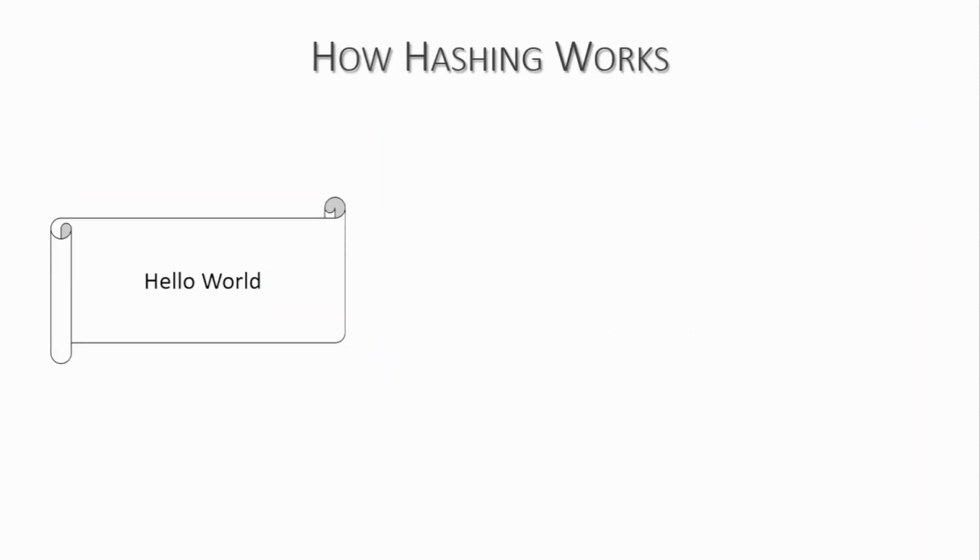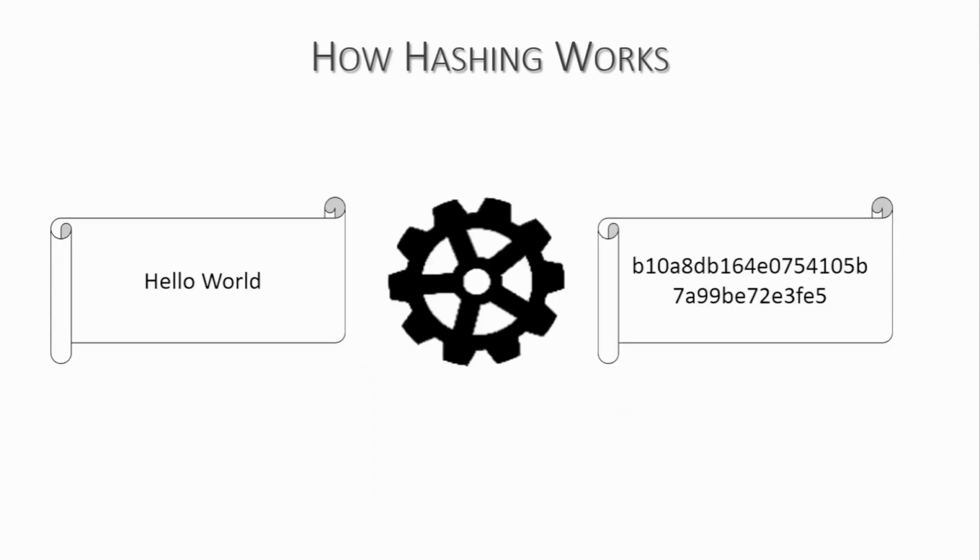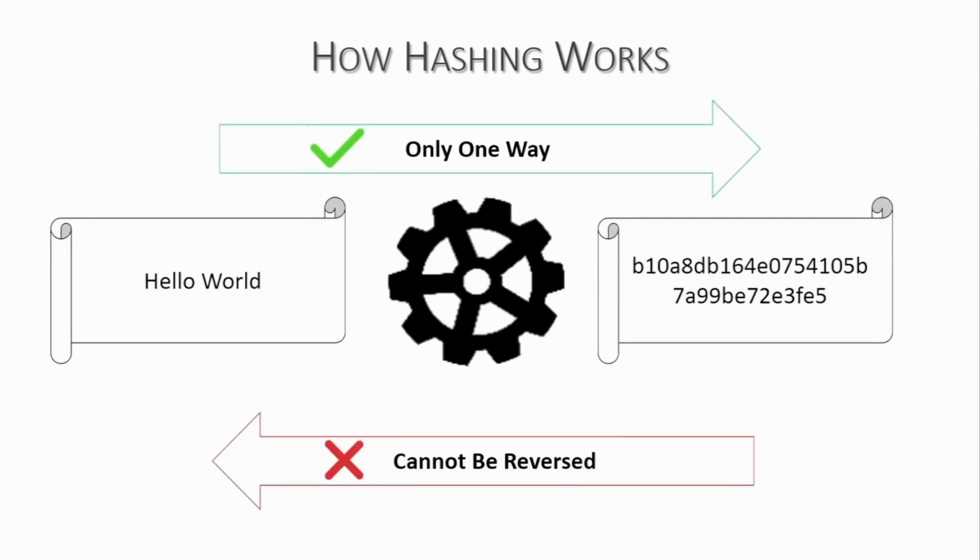So for example here, if we take this hello world and we try to hash it with MD5 hash, we will get this hash result. It's a one-way hash and cannot be reversed to get the original hello world in plain text.